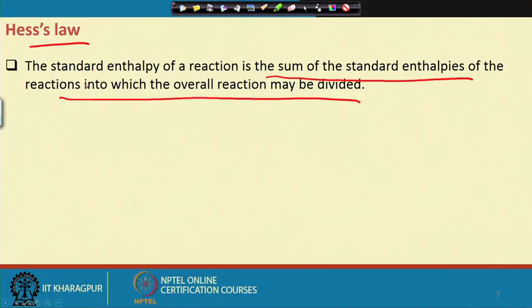Let me tell you again, Hess's law says the standard enthalpy of a reaction is the sum of the standard enthalpies of the reactions into which the overall reaction may be divided. If I solve one problem, I hope the concept will be clear.